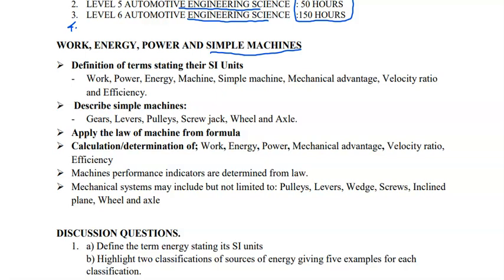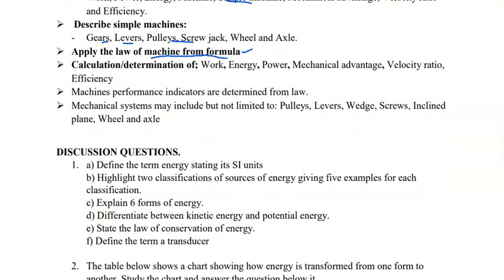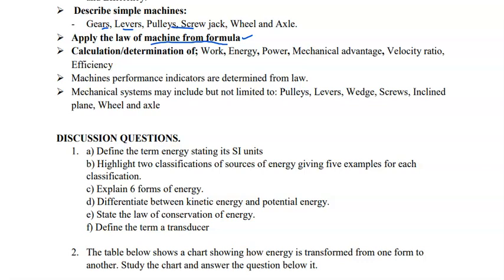It's covering everything. So here we tackle work, power, energy, machine, which also refer to it as simple machine. We define mechanical advantage, velocity ratio, and efficiency. We describe examples of simple machines. As you can see, they are lined up here. We study the law of machine and the formula, how to do it, how to derive the formula from the graph and also from calculation.